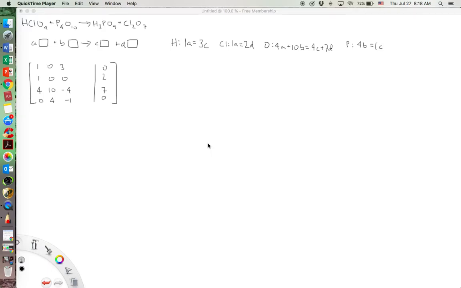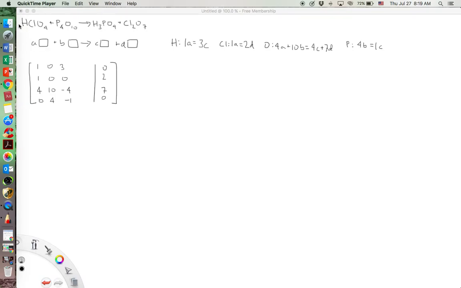We can use matrices and Gauss-Jordan elimination in order to balance chemical equations. Let's take a look at a couple examples. We've got this chemical equation here, HClO4 plus P4O10, and that's equal to H3PO4 plus Cl2O7. We need to come up with some kind of coefficients that makes this balanced. We need to have the same number of elements over here as we have over here.